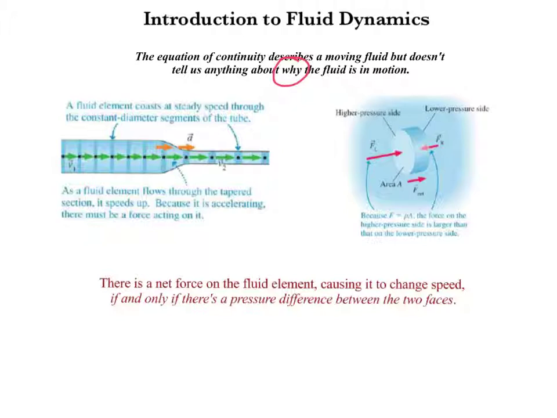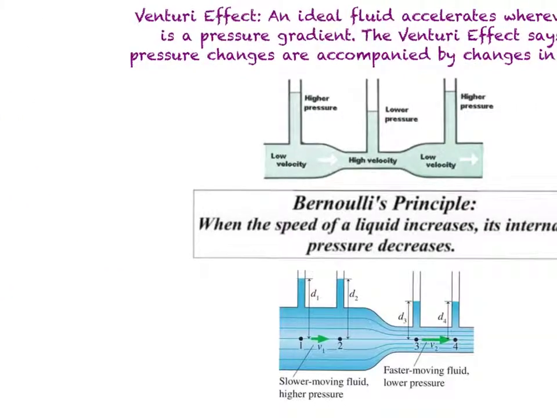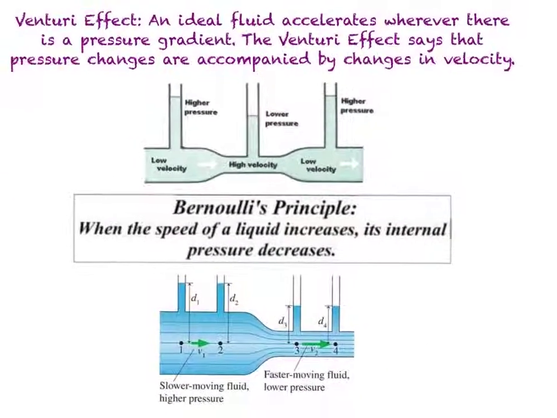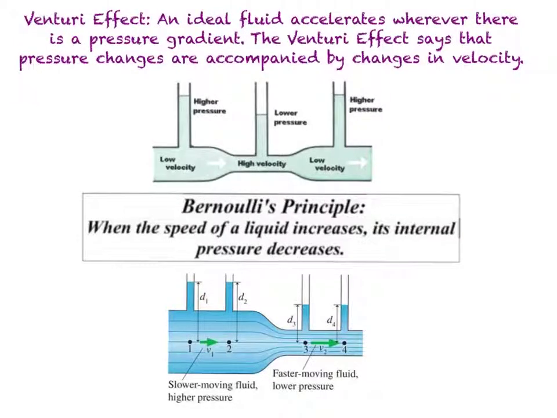Where's that force coming from? Well, it's coming from the water pressure. So there has to be greater pressure on one side of that constriction than there is on the other side. What we've got is a pressure difference. We get a net force on the fluid causing it to change speed if and only if there's a pressure difference between the two sides of that constriction. We call this pressure difference a pressure gradient, and it leads us to what's called the Venturi effect.